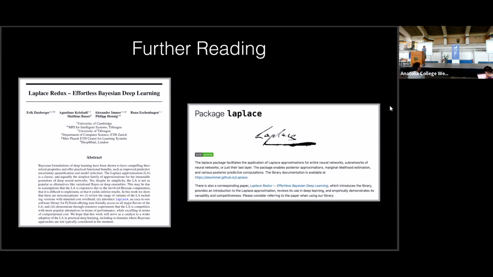Okay, so for some further reading on this, I recommend the recent paper Laplace Redux by Daxberger et al. And with this paper, they have a very nice GitHub package called Laplace, and it makes applying these techniques super simple to your pre-trained models. And so definitely check that out.